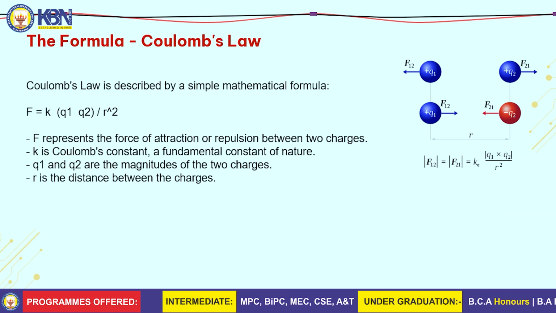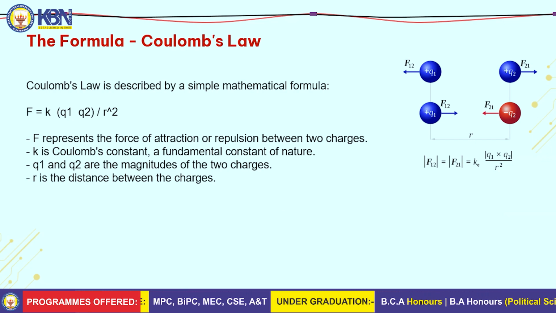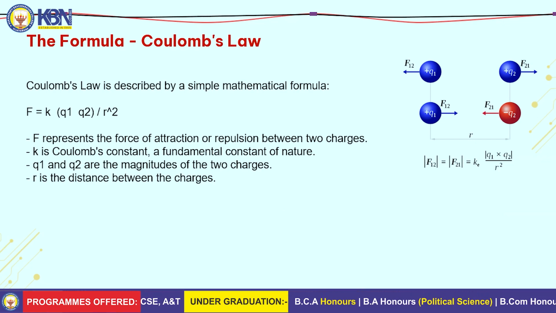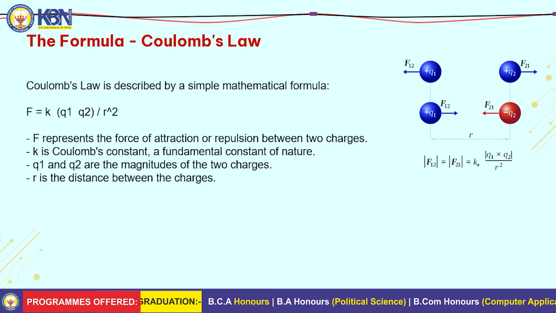The next one is Coulomb's law. Coulomb's law is described as F equals k Q1 Q2 by R square, where F is the force of attraction between two charges, and R is the distance between the two charges. F represents the force of attraction or repulsion. K is called the Coulomb's constant, and Q1 and Q2 are the magnitudes of the two charges. R is the distance between them.